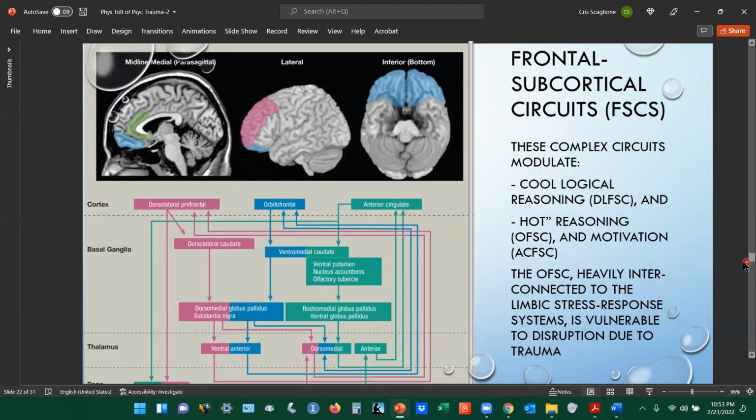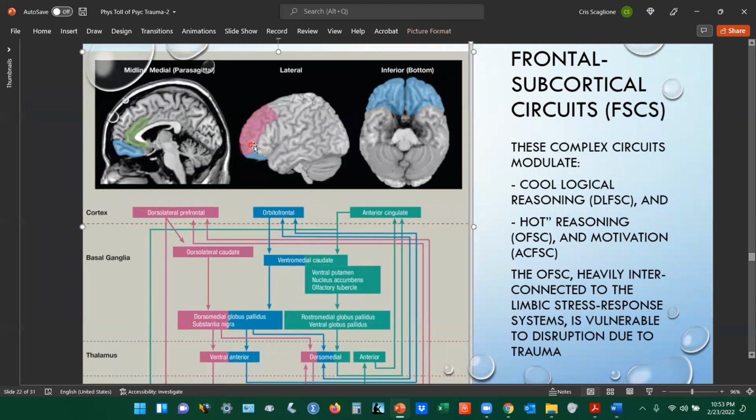This should look familiar. You saw it last week. Frontal subcortical circuits are complex circuits that modulate from the dorsal lateral prefrontal cortex, which, by the way, I hardly ever see an anatomical drawing that's completely accurate in terms of where areas are. The dorsal lateral prefrontal cortex does not necessarily take in the frontal pole. It's more in this area. But that's the cool, logical, rule-based reasoning. Unfortunately, it was given a relatively hot color, but it's the cool, logical, take-your-time kind of problem-solving system.